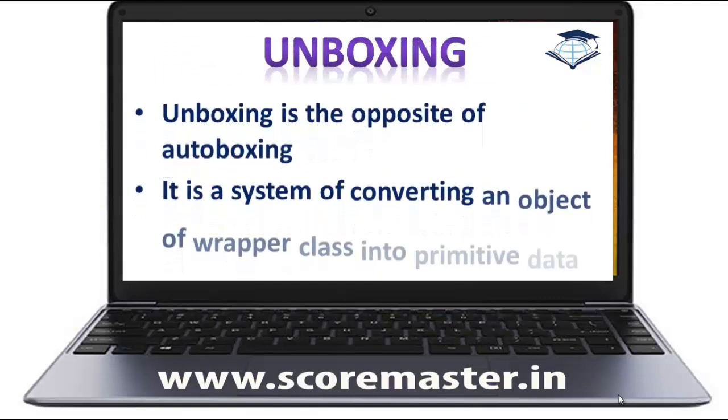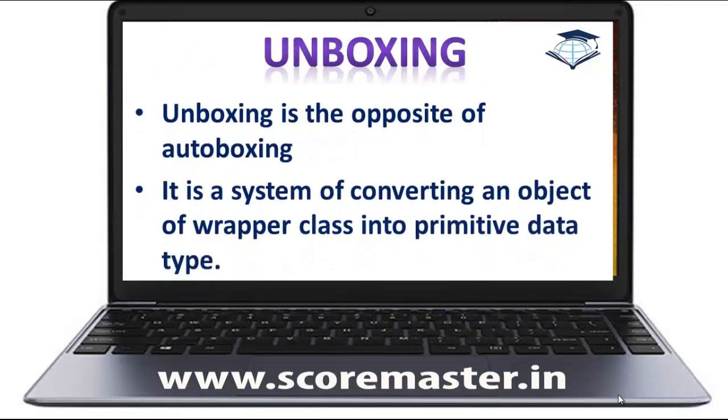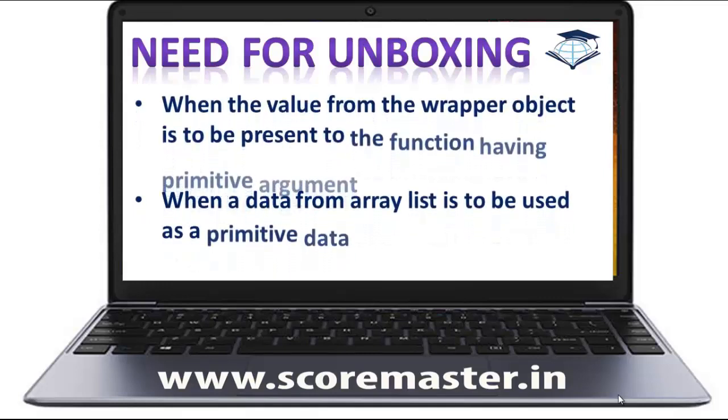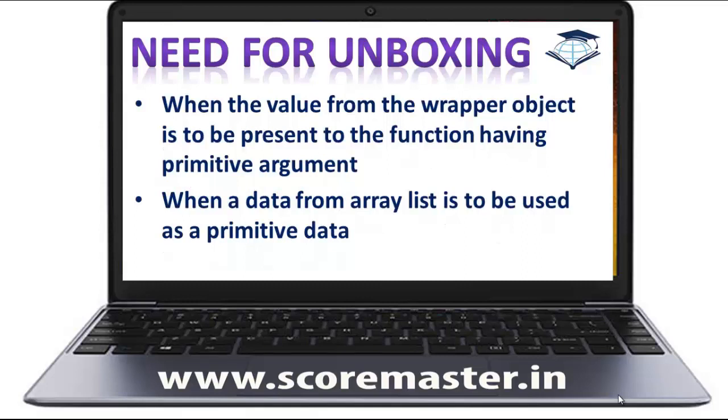Unboxing. Unboxing is the opposite of autoboxing. It is the process of converting an object of a wrapper class into a primitive data type. Need for unboxing: when the value from the wrapper object is to be passed to a function having a primitive argument, and when data from an array list is to be used as primitive data.